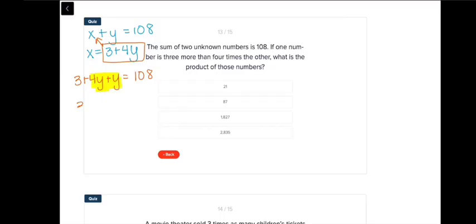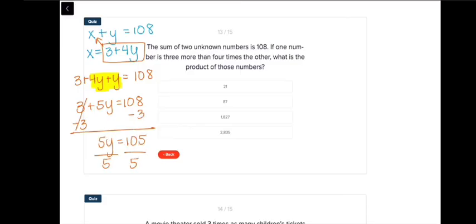We can combine like terms to get that 3 plus 5y is equal to 108. Subtract 3 from both sides, and we'll have that 5y is equal to 105. Divide both sides by 5, and it turns out that y is equal to 105 divided by 5. That would fit in there 2 times, giving me exactly 10, and that would fit exactly 1, giving me exactly 5. So the first number is 21.